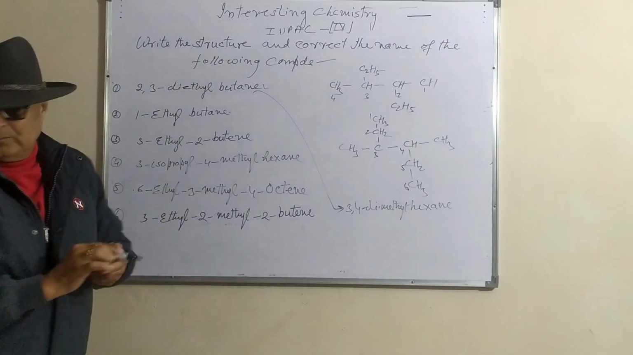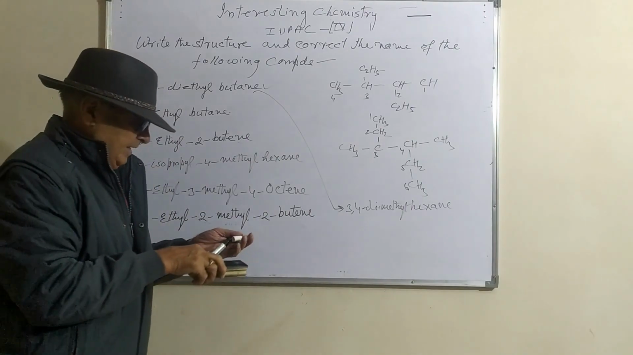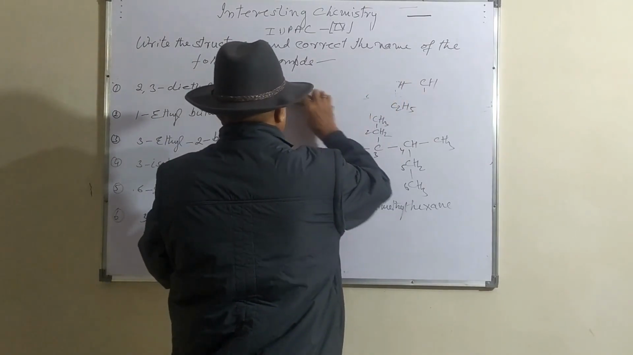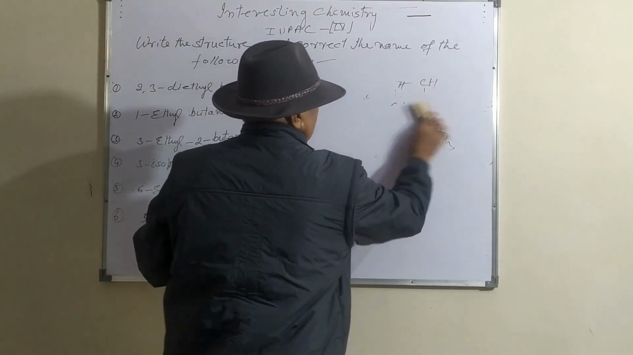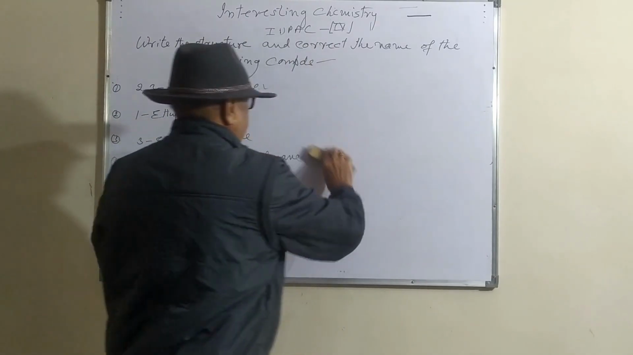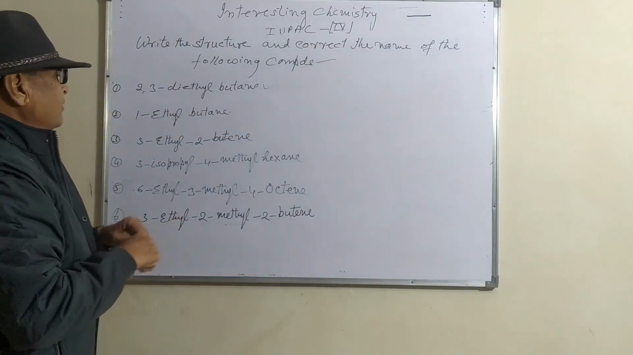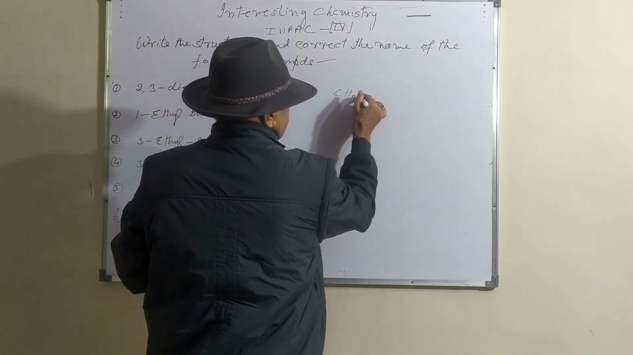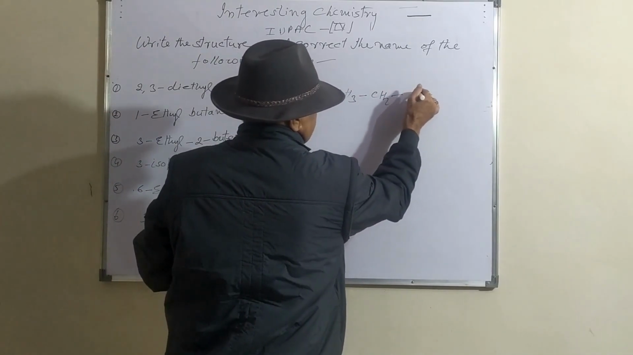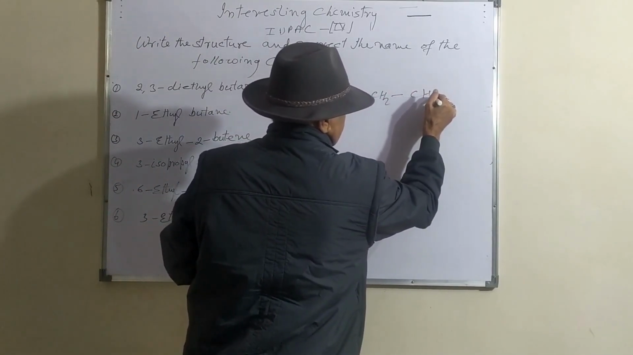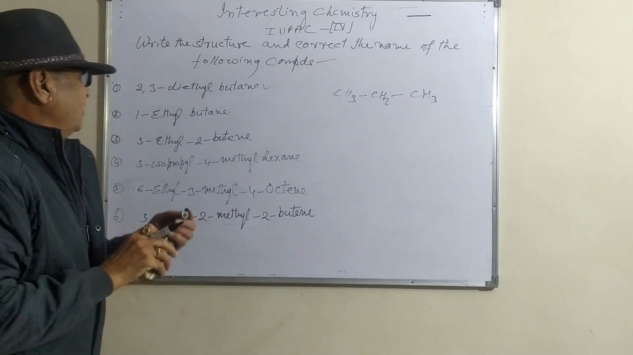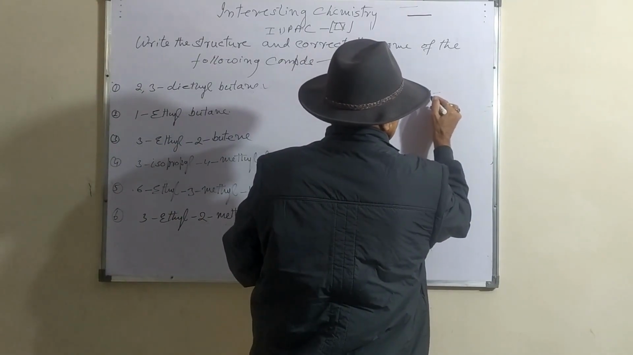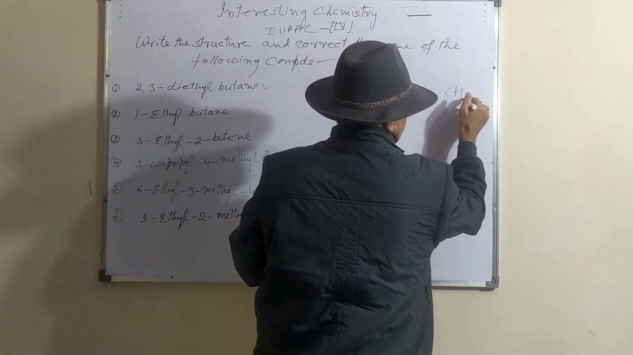So again, the second one. What will be the name of the second? 3-ethyl-butane, sorry, 1-ethyl-butane. How will you write the structure? CH3, CH2 and CH3. Suppose this is butane. We will write here CH2 and CH3.